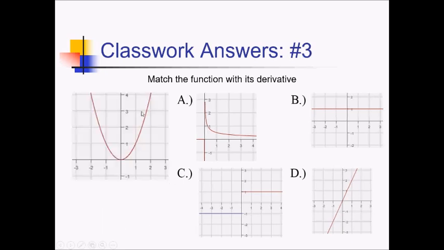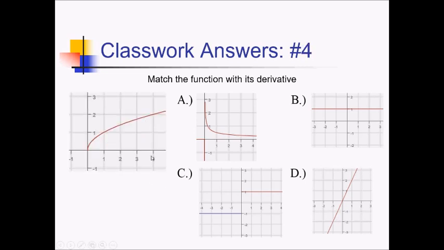On this problem, trying to match this function with a derivative over here, we notice that we have a negative slope, then 0, then positive. So that's going to be, let's see, going from negative to positive, that's this straight line here in choice D.